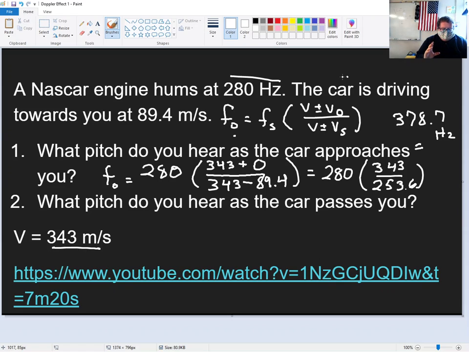Let's do a sniff test to see if that makes sense. If the car is coming towards us, as you may remember from the video we watched a minute ago or that demonstration on the simulator, the frequency should increase. Originally it's 280 hertz, and now I'm hearing 378.7 hertz, which matches my logical check. So I know I didn't use the wrong sign. There's a way you can check the sign: if the thing making sound is coming towards you, the frequency should go up. As it passes you, the frequency should go down.